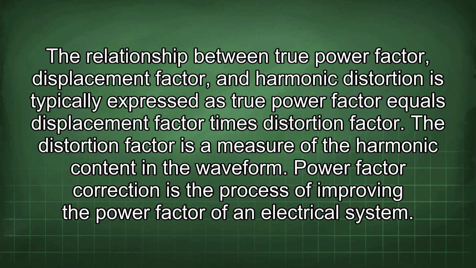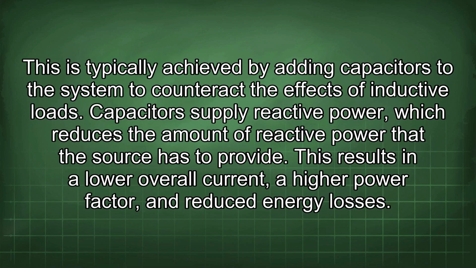Power factor correction is the process of improving the power factor of an electrical system. This is typically achieved by adding capacitors to the system to counteract the effects of inductive loads. Capacitors supply reactive power, which reduces the amount of reactive power that the source has to provide. This results in a lower overall current, a higher power factor, and reduced energy losses.